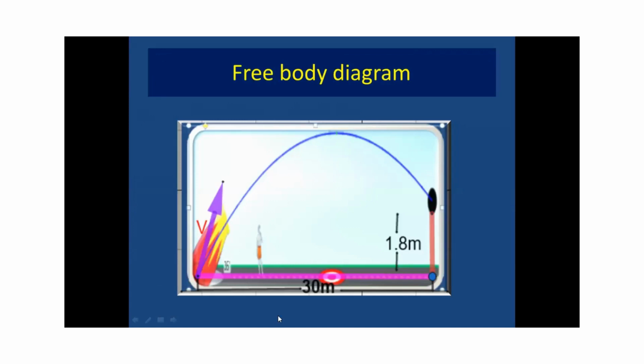This is the free body diagram. The ball is projected 35 degrees from the horizontal, and the horizontal distance is 30 meters, and the vertical distance is 1.8 meters. The question is to calculate the initial velocity, which is projected at 35 degrees.